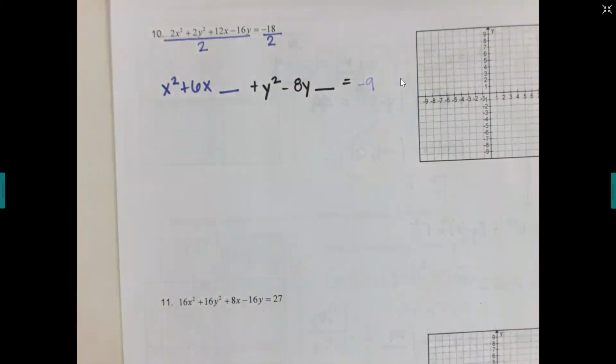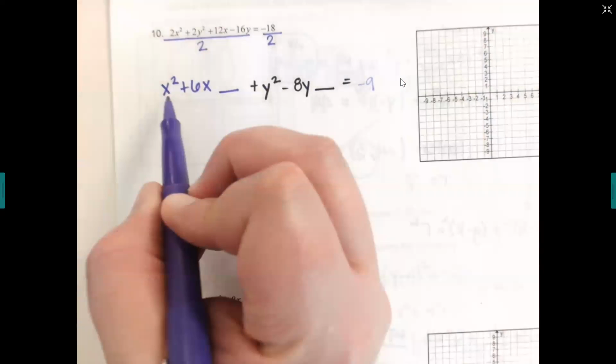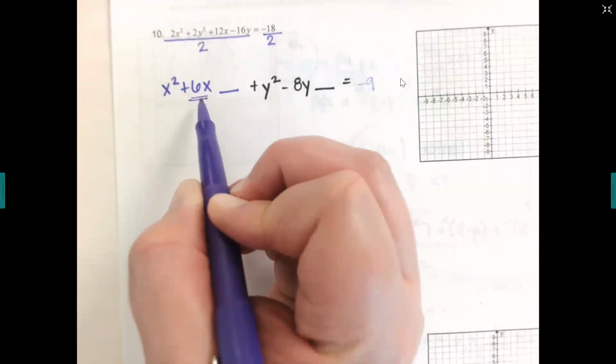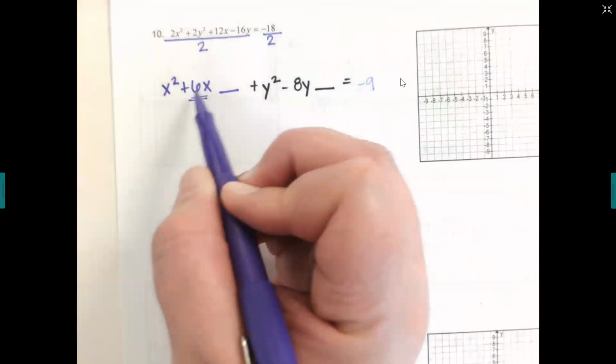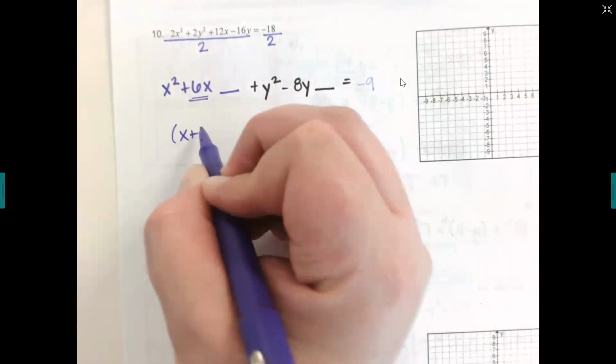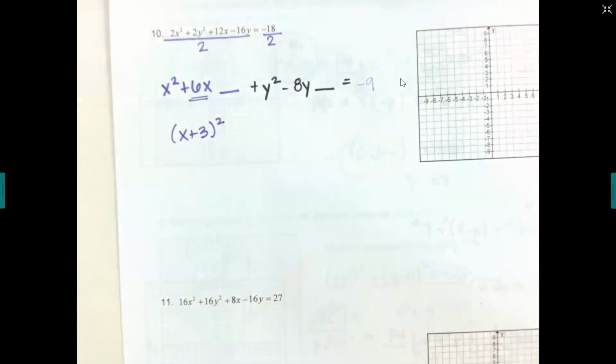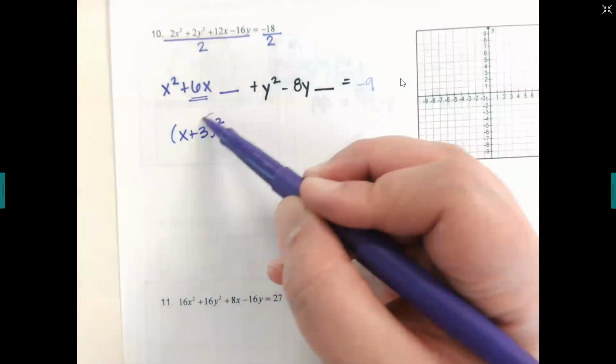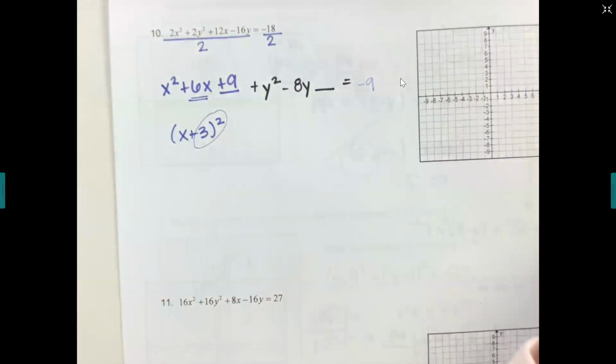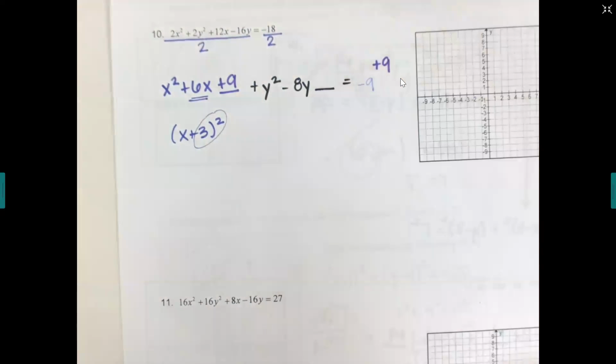From there, what is my x complete the square parentheses going to say? Minus or plus? If your 6 was positive, when you cut it in half, it should still be positive. And then what's 3 squared for me to put in the blank? So +9 here and +9 there.